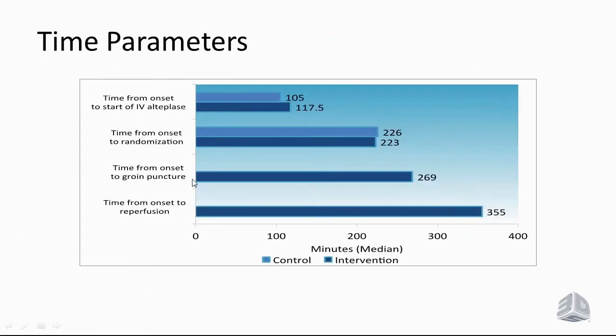And again, very similar kinds of time points to what we saw with the ESCAPE trial, which is very, very good, less than 2 hours administration of IV TPA from last known well. A little bit of time to get randomized, but obviously they were taking patients right to the angio suite and then waiting to get randomized, because they got puncture in very short order after randomization and the reperfusion just a little over an hour after that.